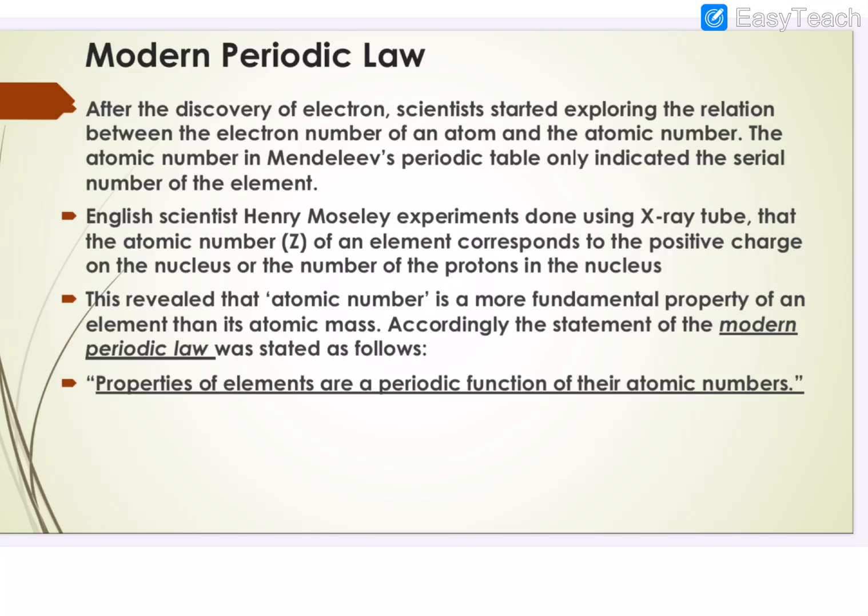Electron number means the number of electrons inside an atom, and the atomic number in Mendeleev's periodic table only indicated the serial number of the elements. So the atomic number shown in Mendeleev's periodic table was not the actual atomic number of elements. It was just a serial number of elements.